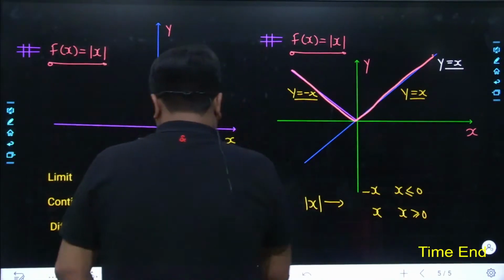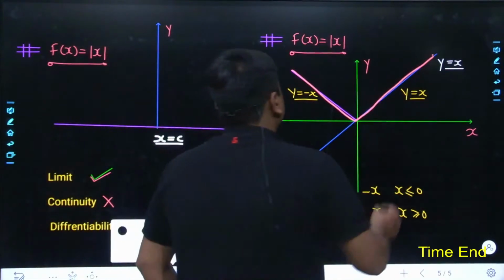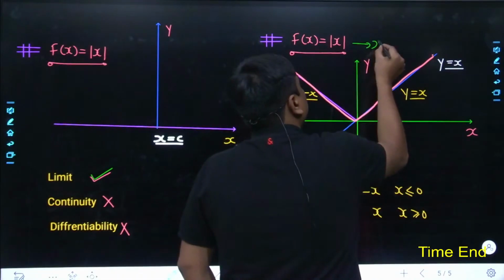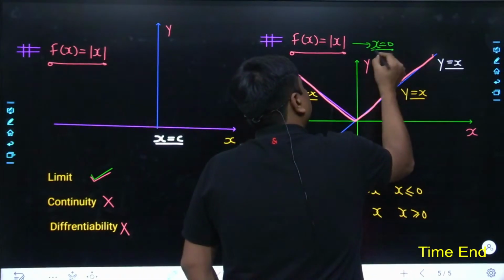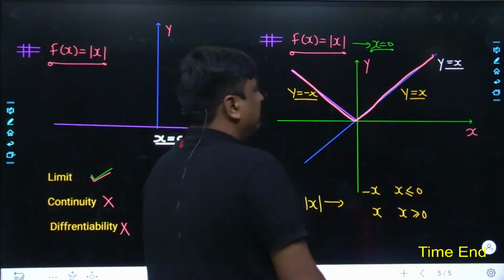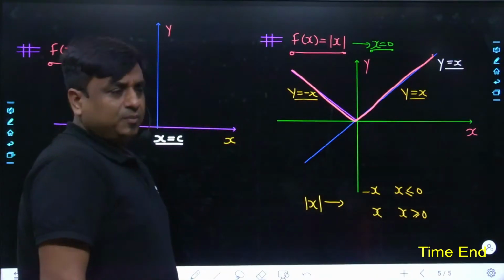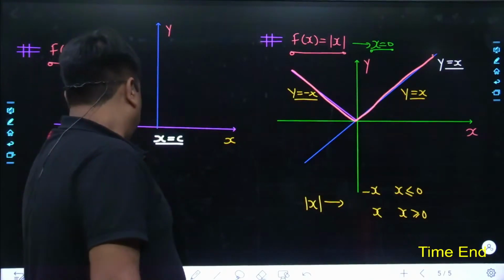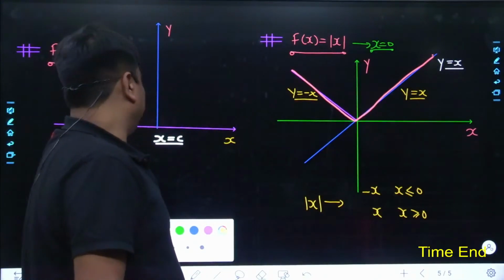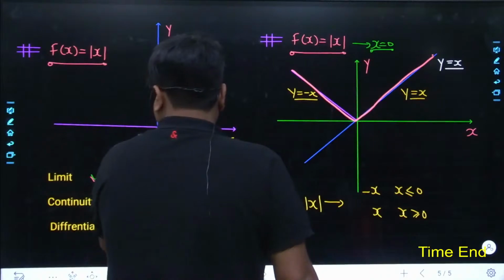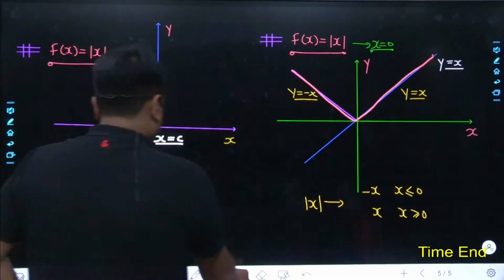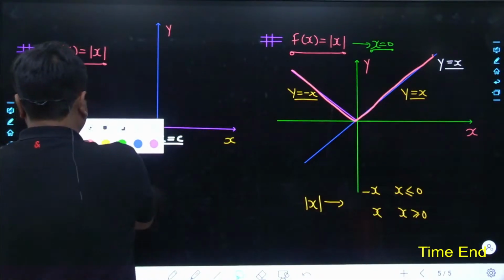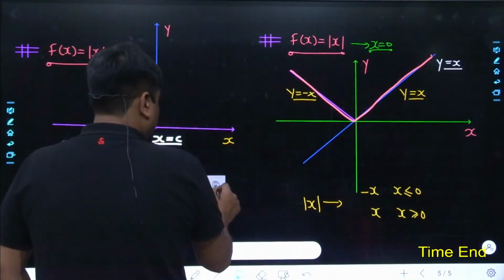Now I would like to know from each one of you, my point of interest for this given question has been x is equal to 0. Until and unless the point of interest is given, you should not be commenting on the continuity, differentiability and existence of the limit. Let's take the point of interest as x is equal to 0. Tell me, out of 3 tests which have to be conducted, limit, continuity and differentiability, what must be your response?